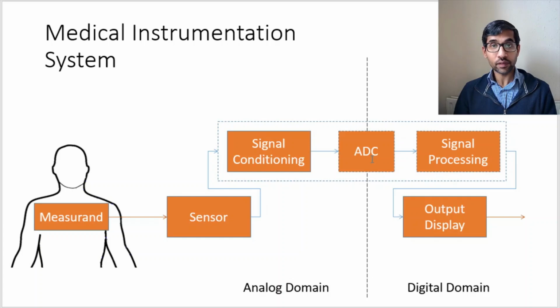Okay, so that's where, in one sense, our circuits come into play. The circuits that we have been learning using op amps and diodes and transistors are going to be used to build these signal conditioning circuits, so that the output of the sensor can be transformed so that the ADC can use it most effectively.